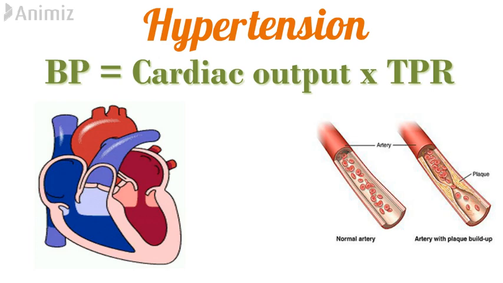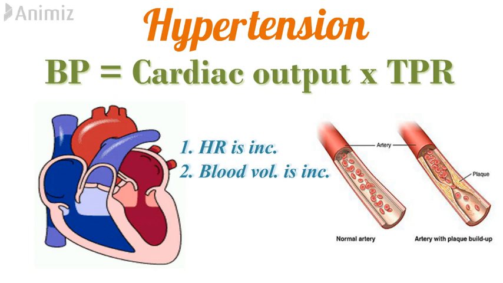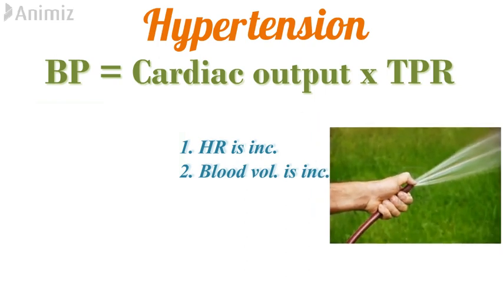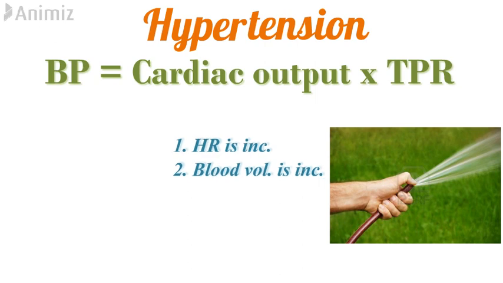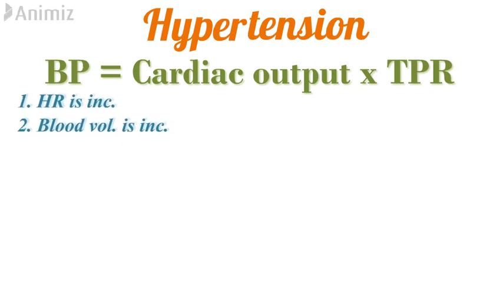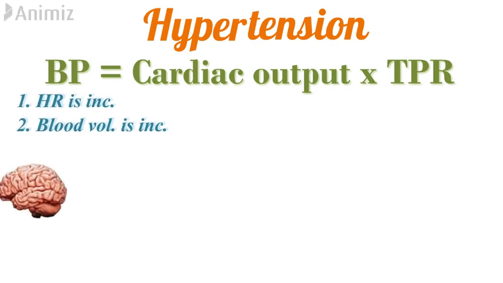So cardiac output is increased in two cases. First is when the heart rate is increased, and the second is when the blood volume is increased. TPR is high when there is narrowing of the blood vessel, either by vasoconstriction or by deposition of plaque in the lumen of the blood vessel. It is similar to when we squeeze the watering pipe and we see that the water flows with high pressure from it. Now let's see some physicochemical reasons why this cardiac output and TPR is increased in our body.